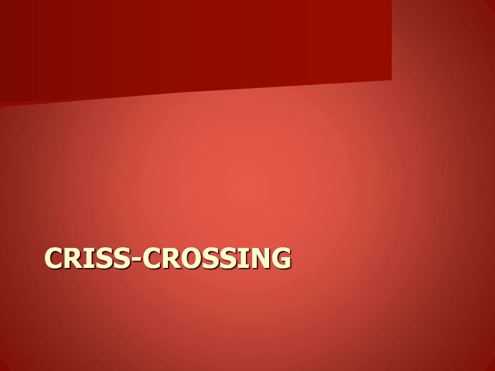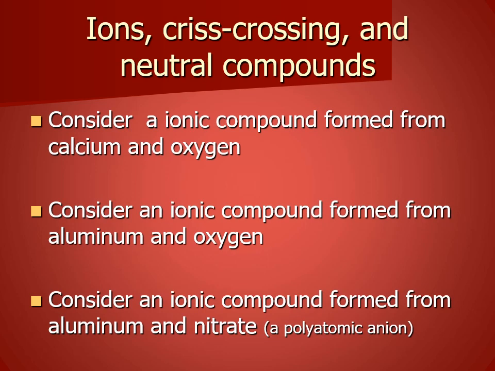So let's talk about how to write formulas and how to determine formulas. Okay, here is the process. So ions, crisscrossing, and neutral compounds. Consider an ionic compound that is formed from calcium and oxygen. Okay, so how many calciums do you need? How many oxygens do you need? And what will be the formula? What is the ratio? And how many valence electrons are exchanged between the two because they are ionic?